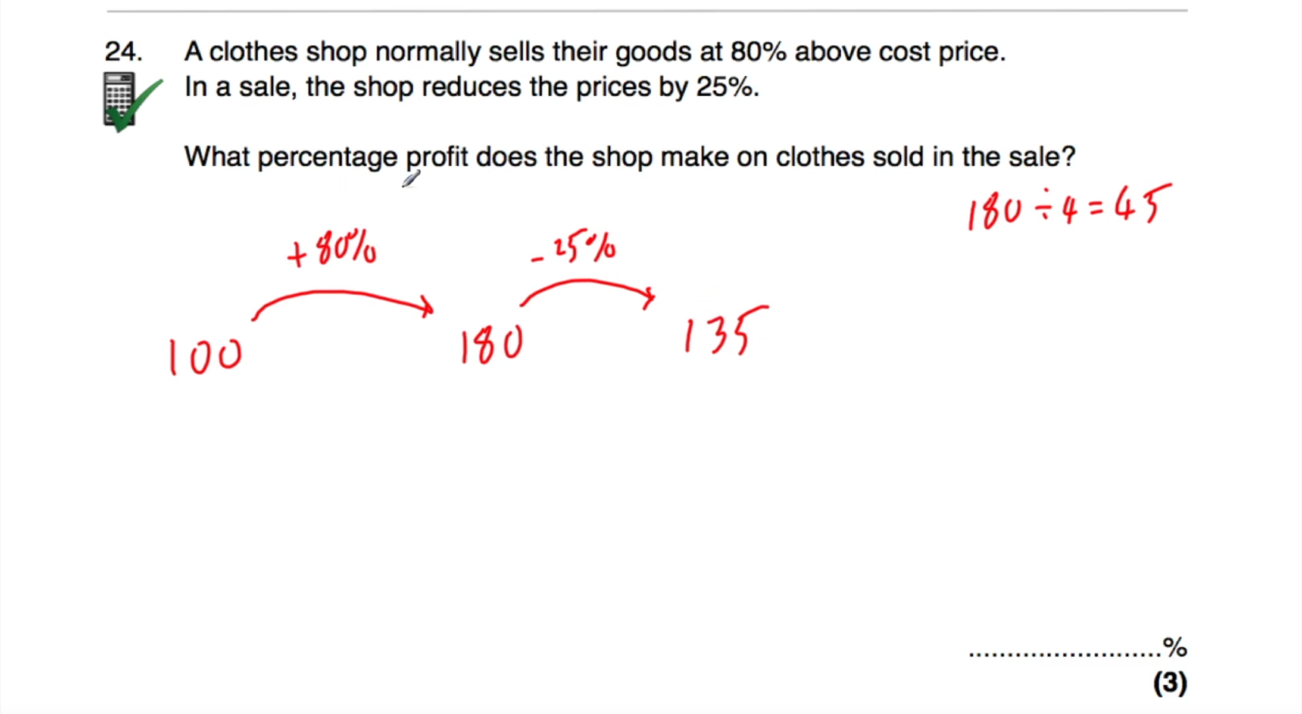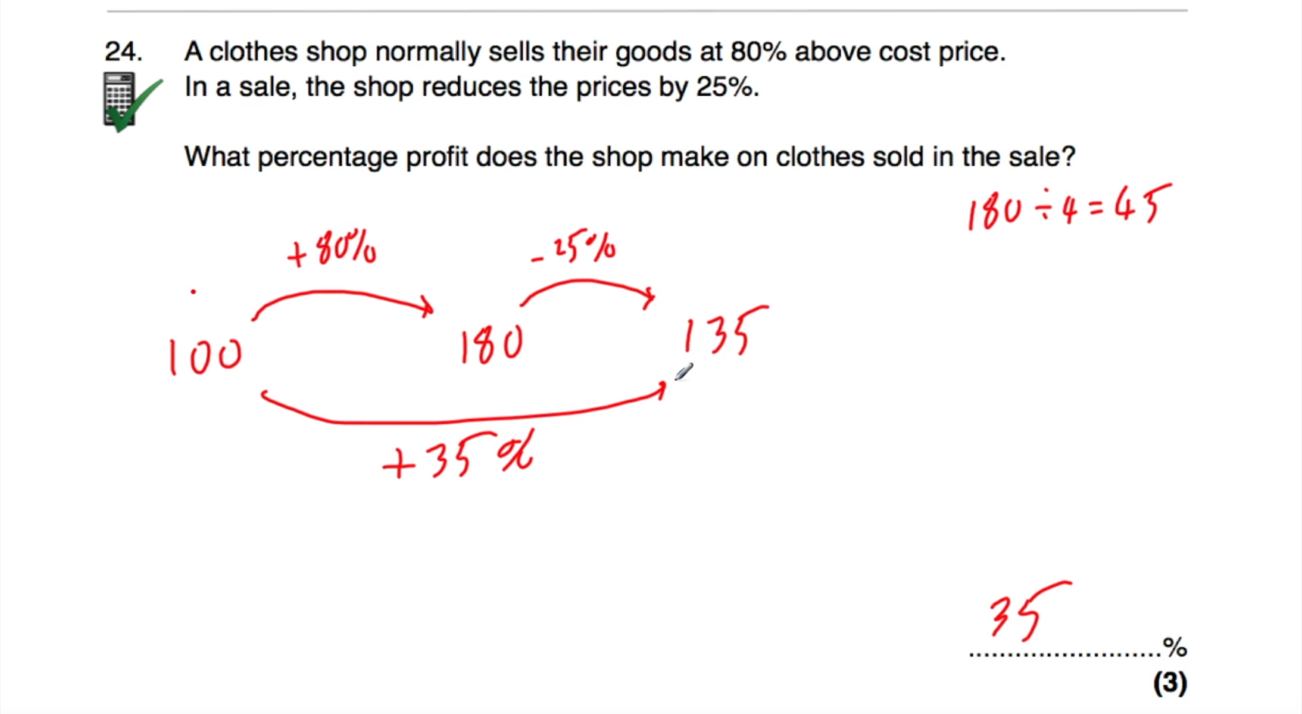And we were asked, what percentage profit does the shop make on the clothes sold in the sale? So we want to work out the percentage profit. You can actually look at this. Because we started with 100, we can see it's gone up by 35%. So the percentage profit would be 35% because it's gone up by 35% to go from what they bought it for to what they sold it for. And that's why I chose 100 to begin with.